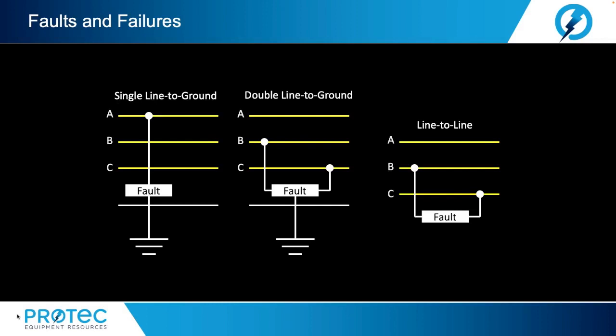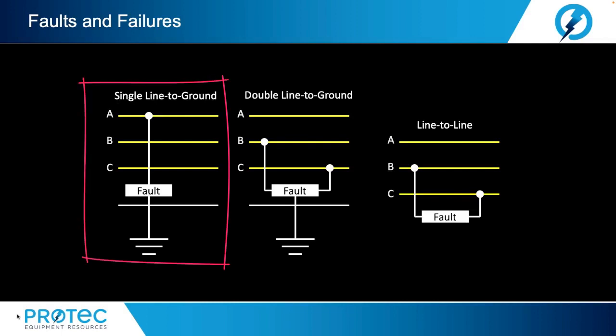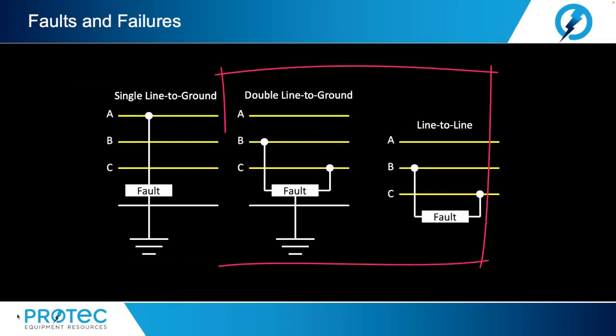Basic types of faults include line to ground faults, a short circuit between one line and ground. Now, these failures represent the largest percentage of failures in an electrical system. Phase to phase or line to line faults, a short that develops between phases or lines in an electrical system. Now, these failures only account for a small percentage of all the failures in an electrical system.